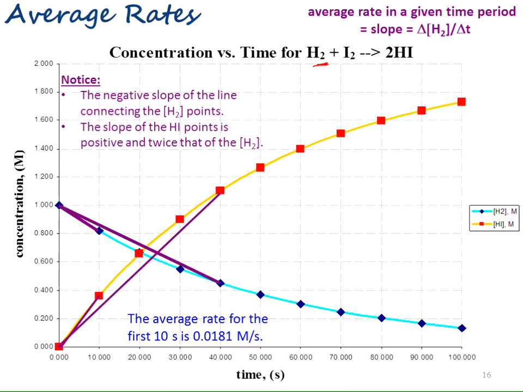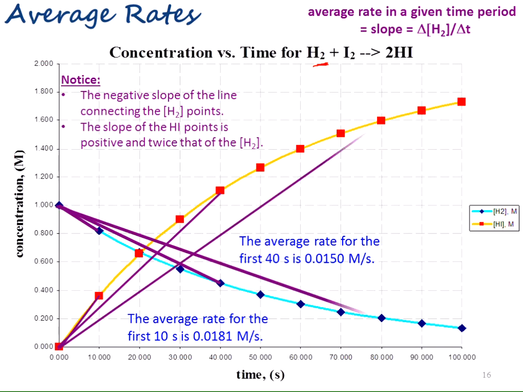And we can calculate that rate again for these next 2 points, and the average rate for the first 40 seconds is 0.0150. And if we calculate the rate for these other points for the first 80 seconds, the average rate is 0.0108. So these are how we calculate the average rates. And notice how calculating the average rates, you have a deviation in the curves from the line.